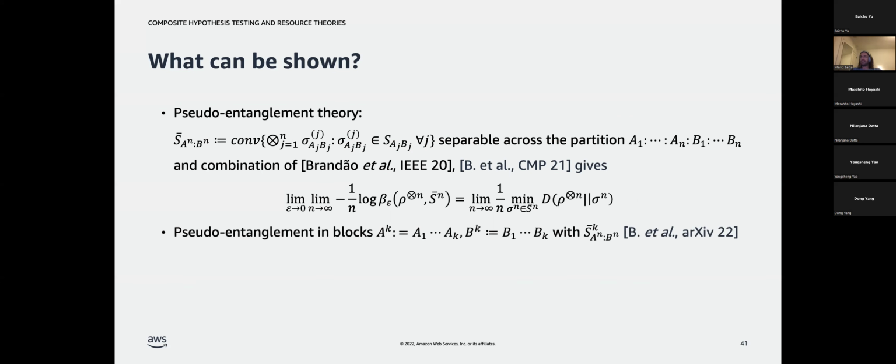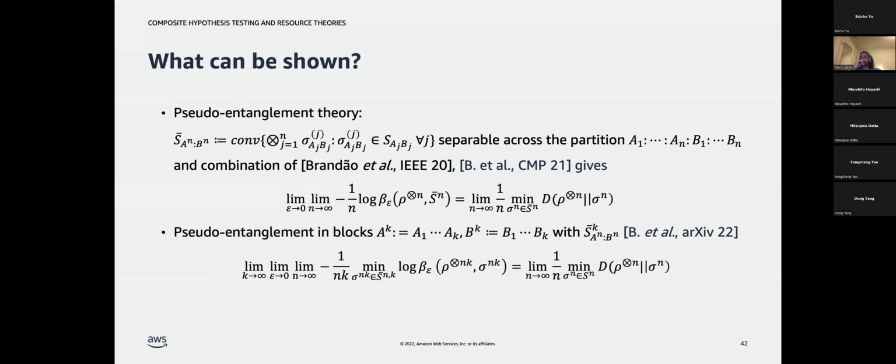And then we can play this a little further if we want. Namely, we can take k of the A's together and k of the B's together, and then look at the resulting resource theory. And indeed, we can also do that. We can look at these groups of k and then make k larger and larger, and then intuitively we would go back to the original entanglement theory, and on the right hand side here we get the full relative entropy of entanglement formula.